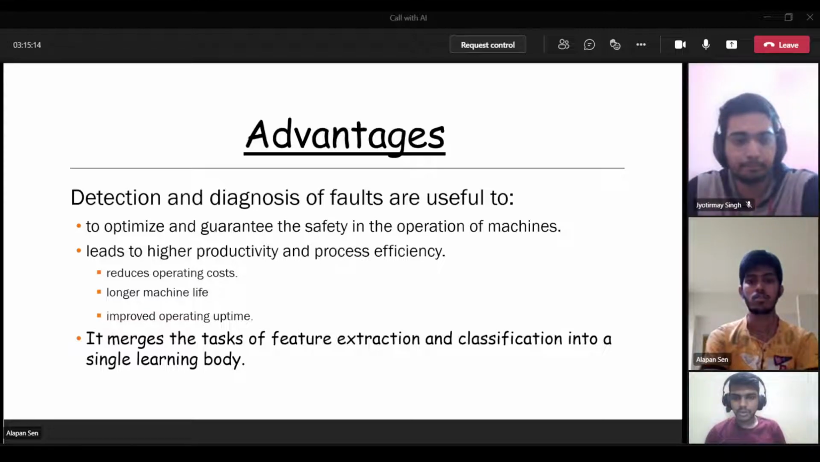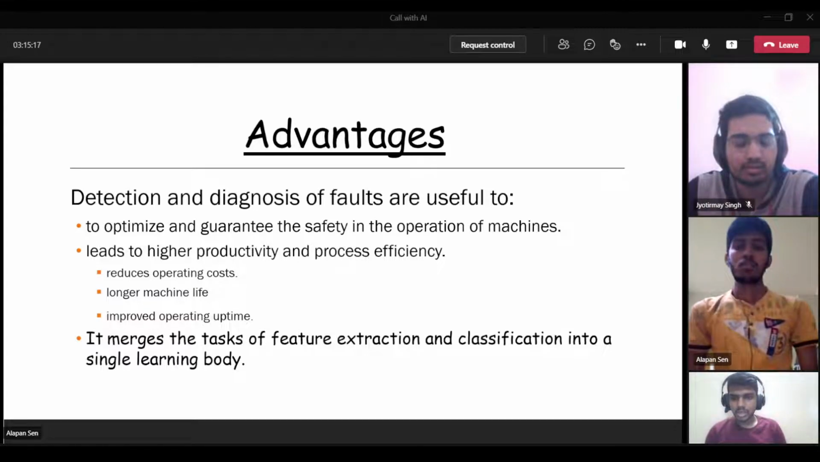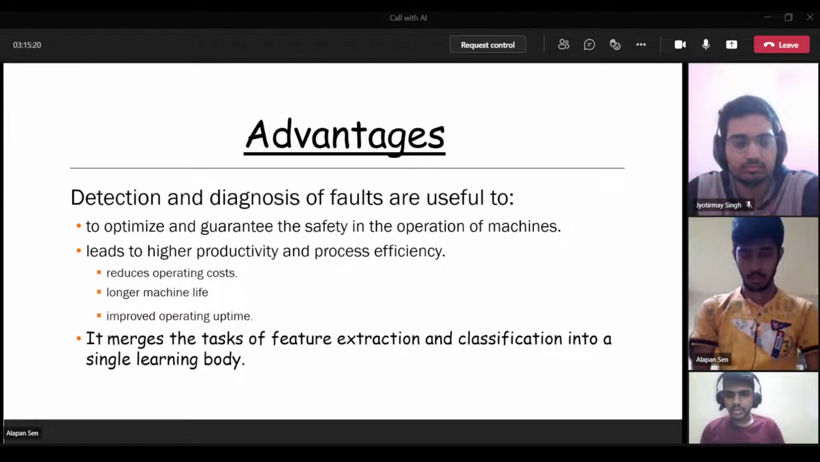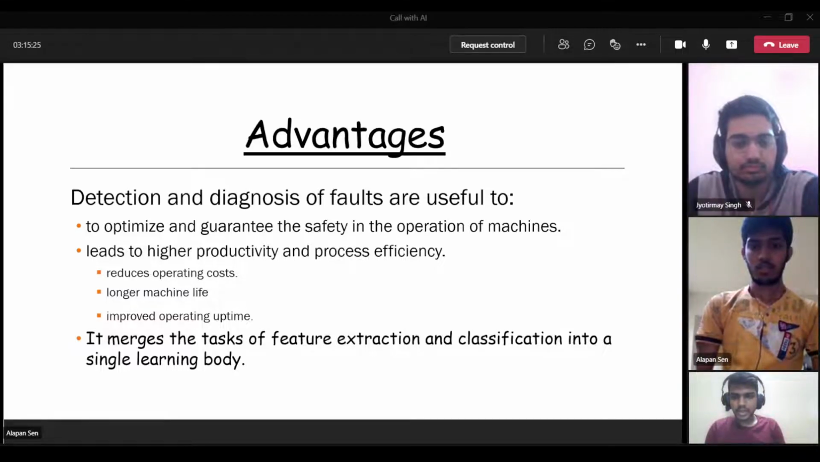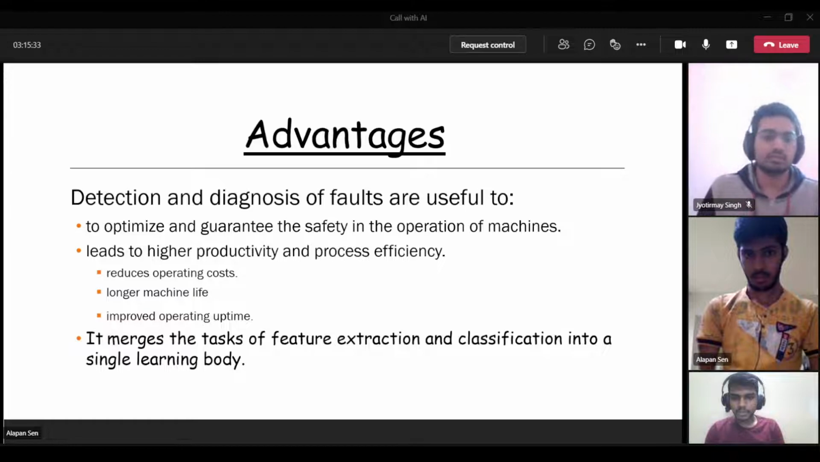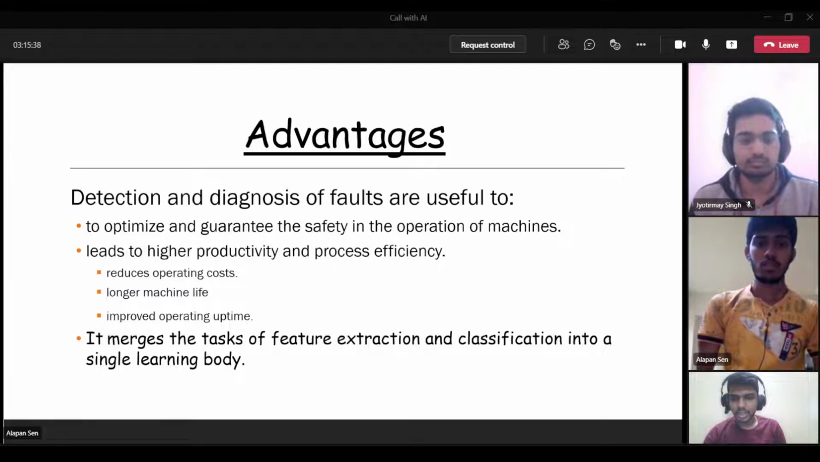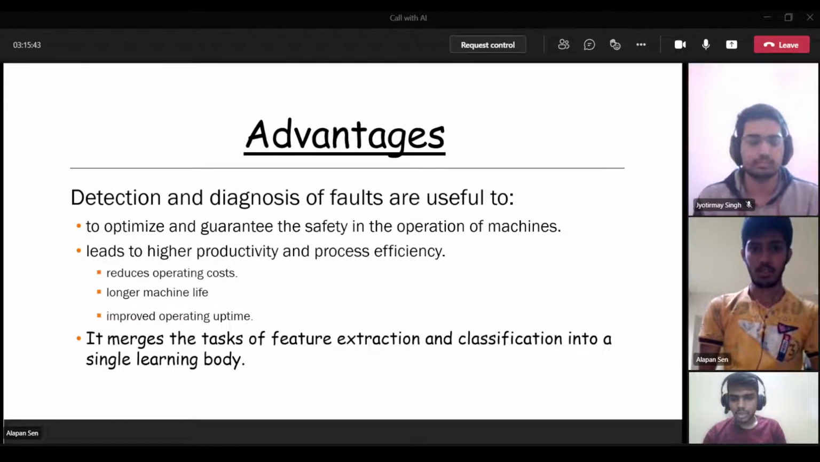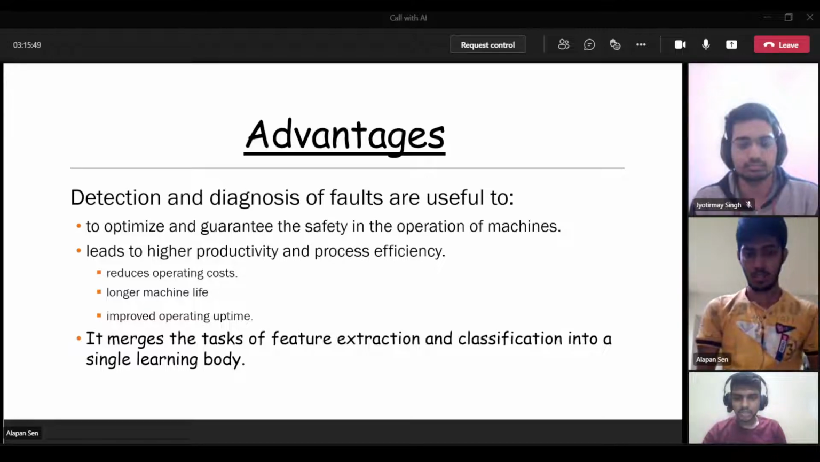The advantages of these new techniques are that they are helpful in detection and diagnosis of faults and are useful to optimize and guarantee the safety in the operation of machines, leading to higher productivity and process efficiency. This also reduces operating costs, elongates the life of these machines, and improves operating uptime. It merges the task of feature extraction and classification into a single learning body.